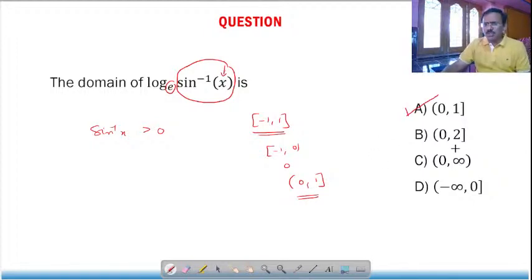From answer to question also, you cannot give up to 2. Sine inverse is not defined. You can't give 2. You can't give negative even. You can easily say option A is the right answer.